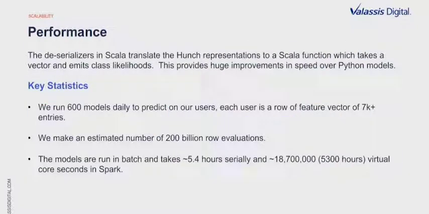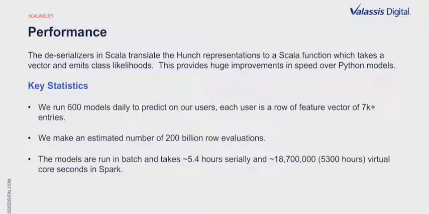And here are some performance statistics. In our system, we run about 600 models daily to predict from our users. And each user is a row of 7,000 plus entries of feature vectors. And we make an estimated 200 billion row evaluations every day.